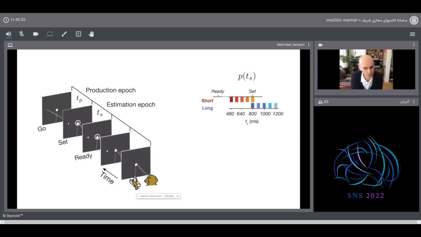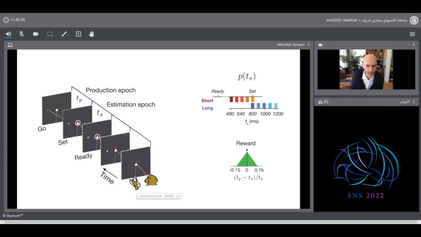That is, the sample intervals that the animals were faced with were either sampled from what I call the short prior distribution that ranged between 480 and 800 milliseconds, or from a long prior distribution that varied between 800 and 1200 milliseconds. So we trained monkeys with these two priors because, by having two priors, we're in an advantageous situation where we can explicitly look at the effect of the prior, as I will discuss a little bit later.